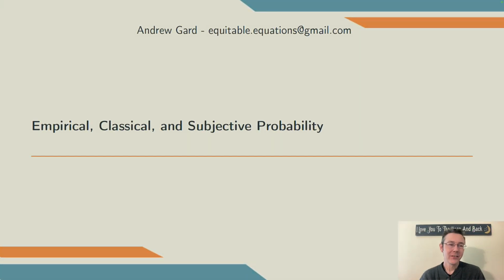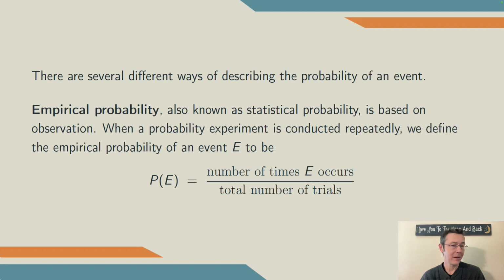Hey everybody. Today we're talking about empirical, classical, and subjective probability. Basically, there's multiple things we might be talking about when we're talking about probability, and so we want to get a better handle on the differences between them.